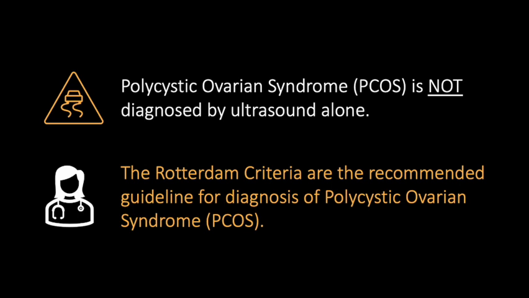So the recommended diagnostic criteria for polycystic ovarian syndrome is the Rotterdam criteria, which can include polycystic morphology on ultrasound, but these findings are only one of the three criteria, with two of the three being necessary for a diagnosis. Off the cuff, do you remember what the other two Rotterdam criteria are?